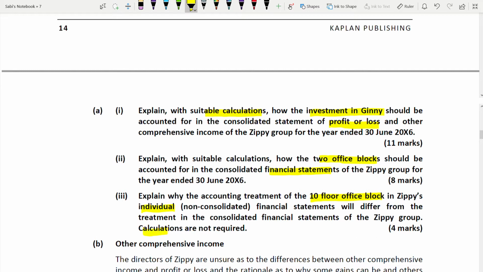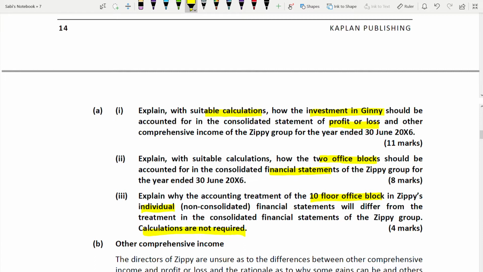Calculations are not required. Still, candidates give calculations in spite of being told that calculations are not required. If the sentence was not there, then you would have to give calculations, since you need to show some treatment to show the difference. But since they have clearly written that calculations are not required, that makes your work much easier. Don't do calculations, but you have to explain the accounting treatment.